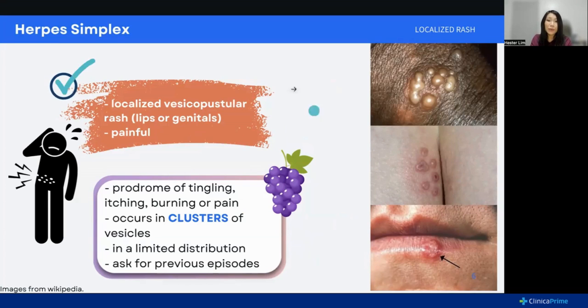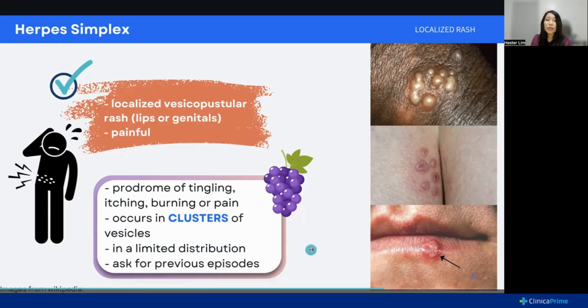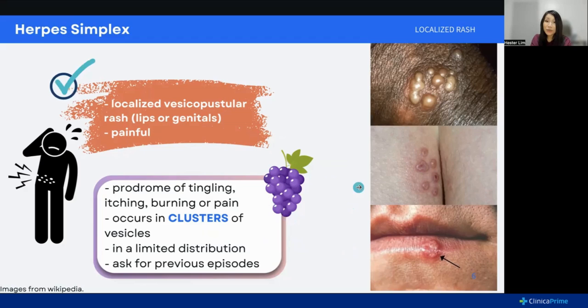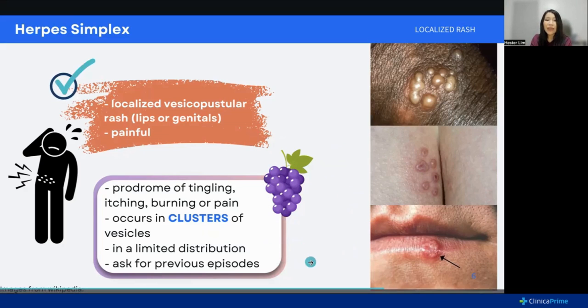So that's what makes it a little similar to Mpox, in that it's quite a painful lesion to begin with. Now, because we have some nerve involvement with herpes simplex, patients will often report a prodrome of tingling, itching, burning, or pain. This tends to occur in clusters of vesicles. So again, I'm just showing a picture of these grapes to remind you what these clusters can look like. And it tends to be very limited in distribution.